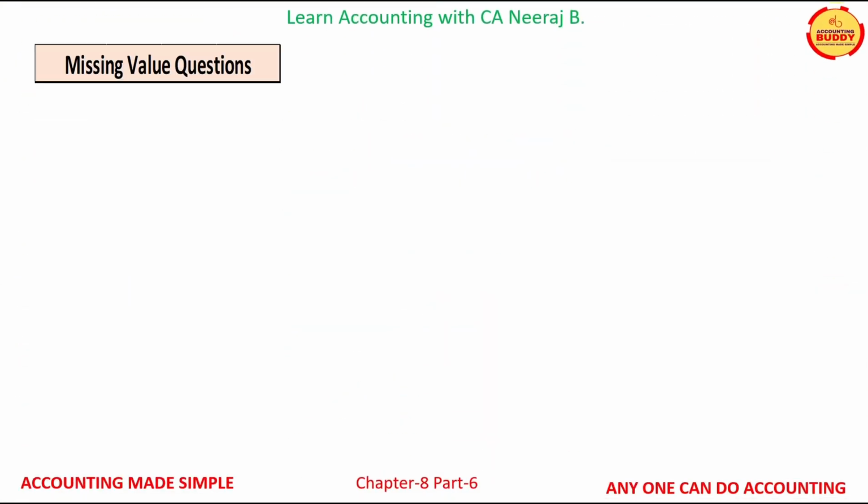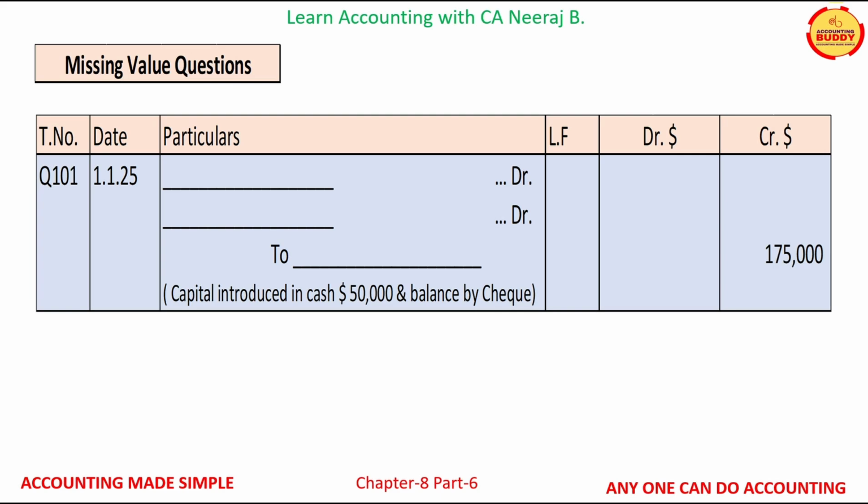In this section, we will attempt missing value questions. In question 101, the given information is total capital of $175,000 is introduced, of which $50,000 is paid by cash.